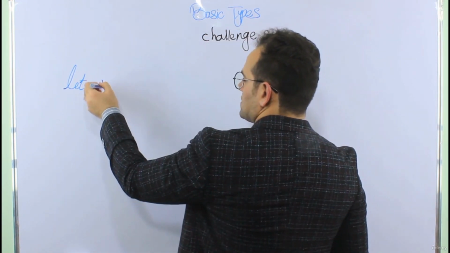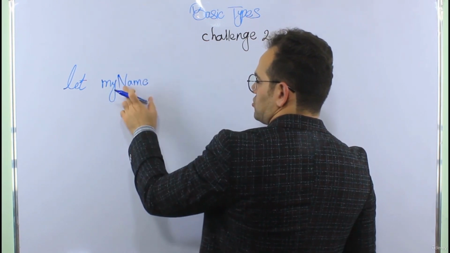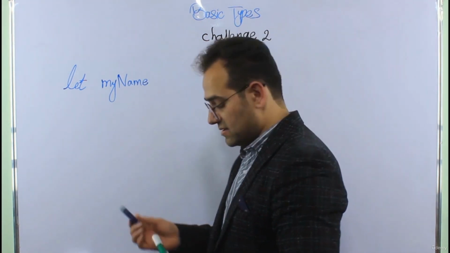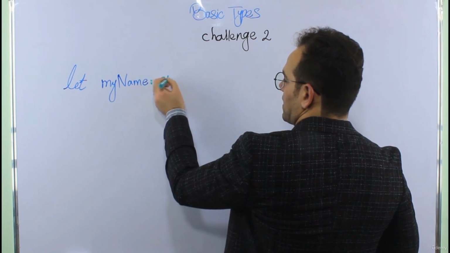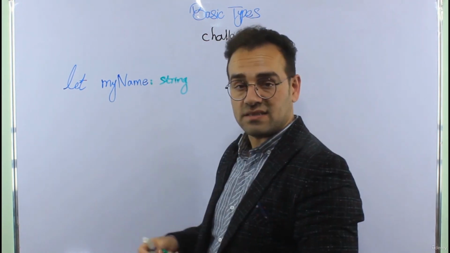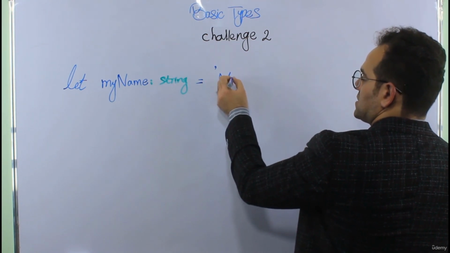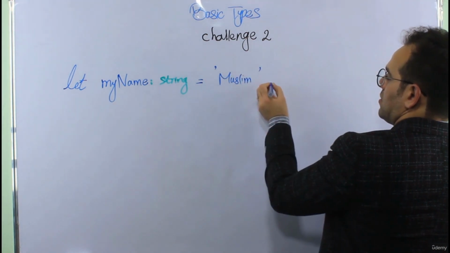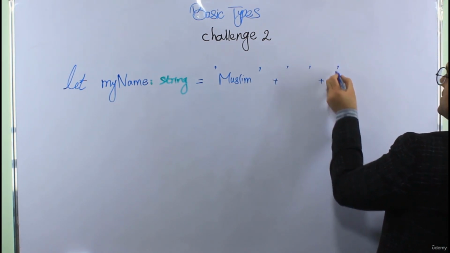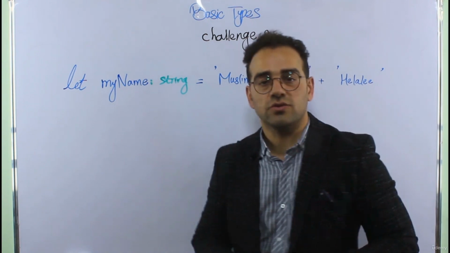Now, I'm going to call the identifier for this, it doesn't really matter, I'm just going to call it my name. Pay attention to camel casing. And then we need to type annotate it. And the challenge says that we need to type annotate it to string. Whatever we type annotate an identifier to, it has to be a valid data type. And using the plus operator, I'm going to say Muslim plus, and I could add a space here, and then I'm going to say Hilali. And that's it. That is the solution of this challenge.